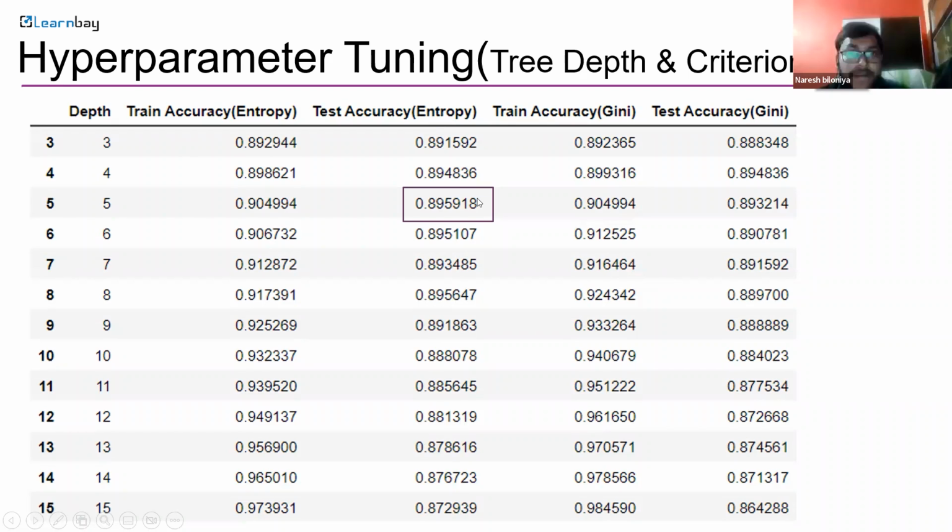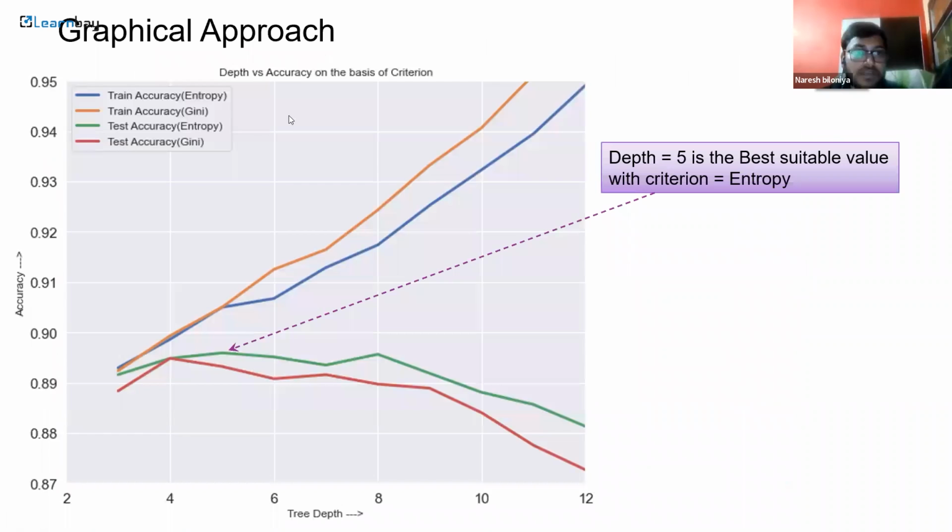We can understand this in a better manner with the help of the graph. For these two lines, orange and blue, these are representing train accuracy. Train accuracy is always increasing when we are increasing the tree depth. So we are not concerned about train accuracy. We are concerned about test accuracy.